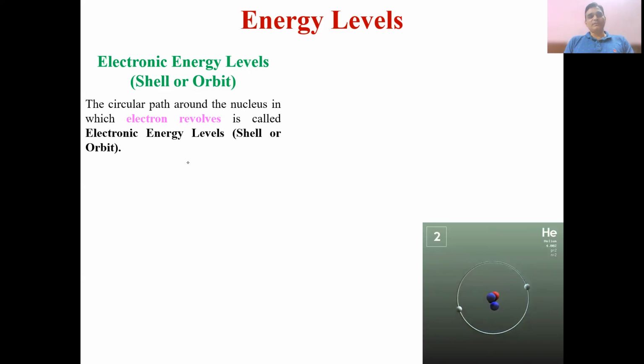So the term is electronic energy levels, because all the shells present outside the nucleus do not have the same energy; they have different energy. These different shells present around the nucleus have different energy. This is called the electronic energy levels, because electrons are present in different shells or orbits around the nucleus, so they are called electronic levels, and they have different energy, so they are called electronic energy levels.